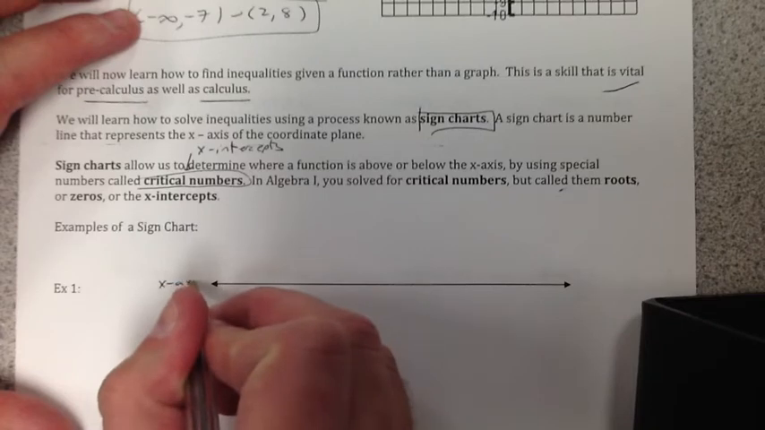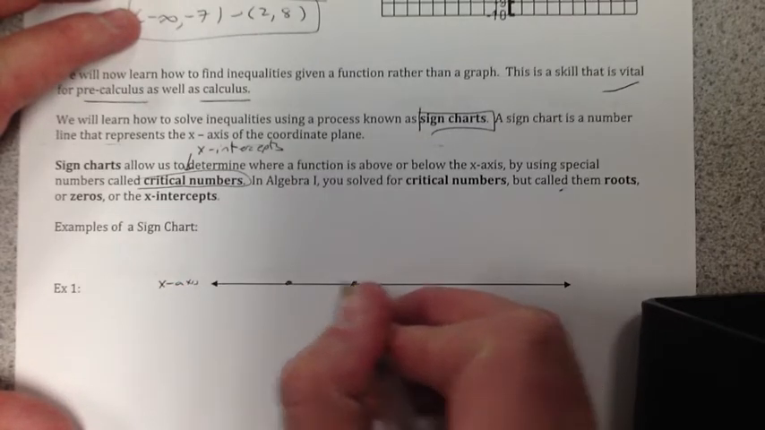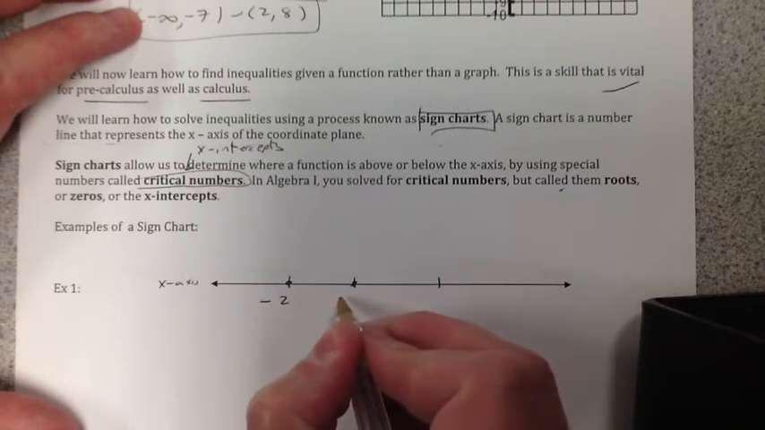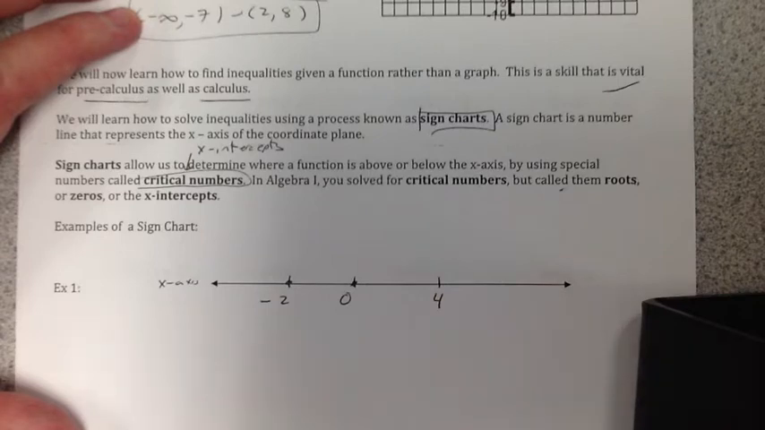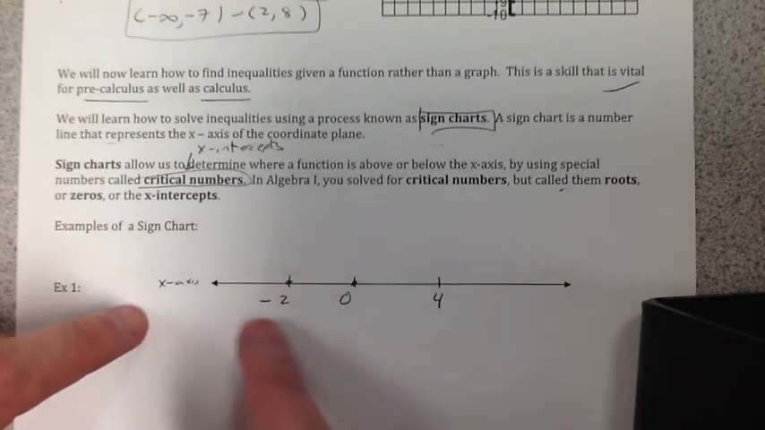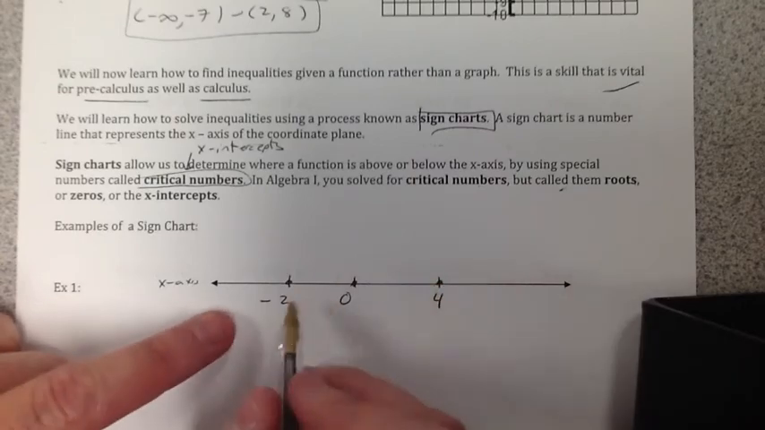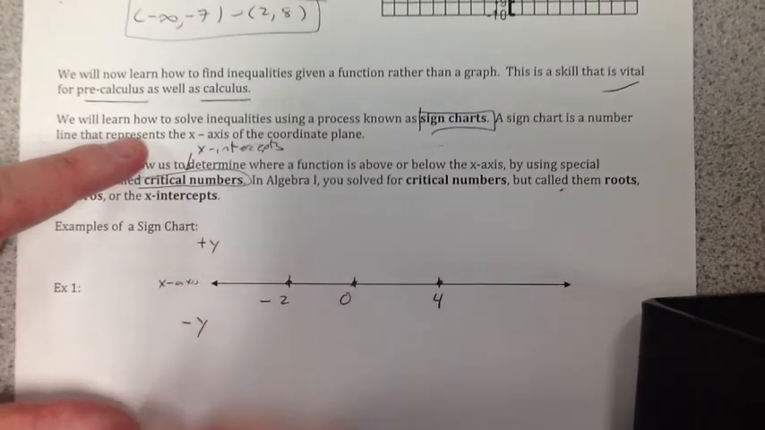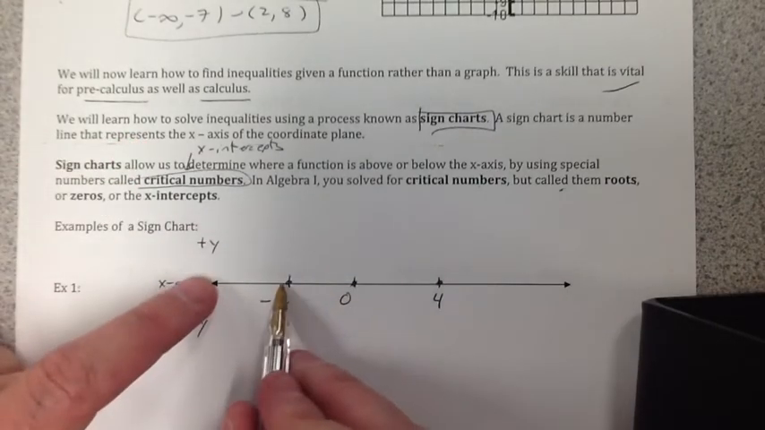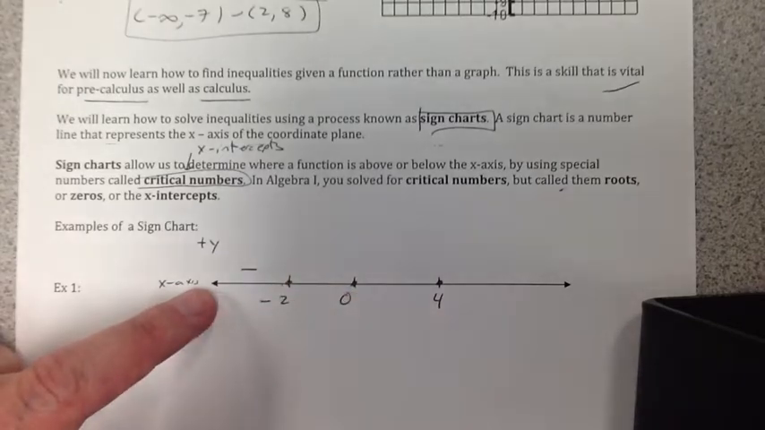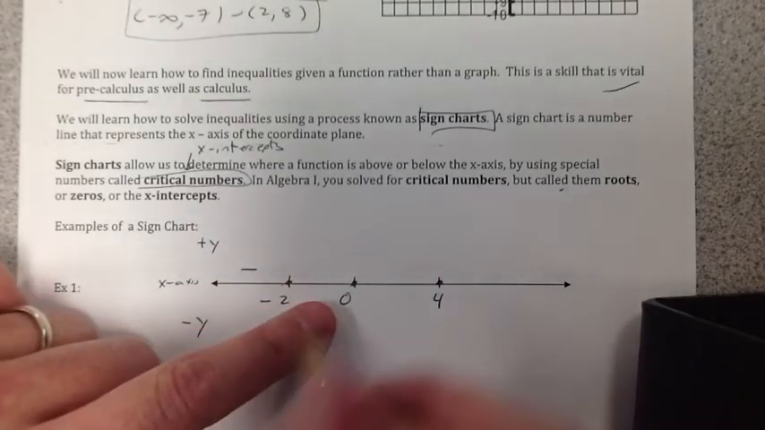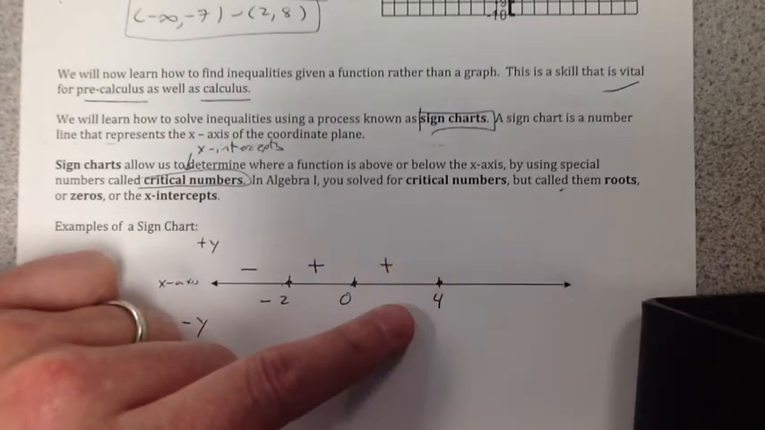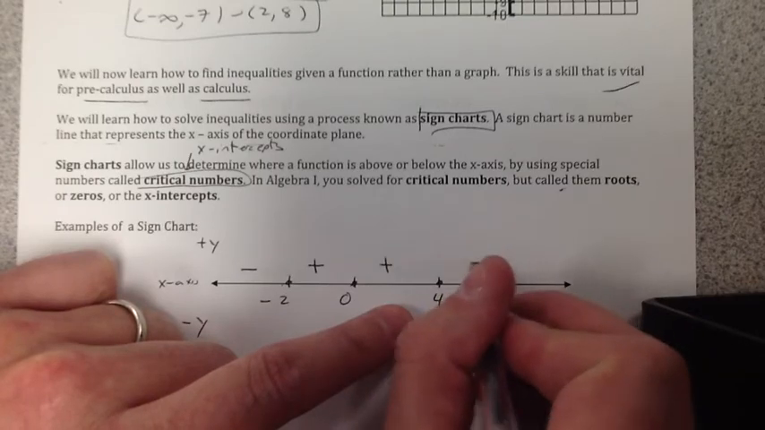If this is my x-axis, I will have certain numbers where it crosses. It may cross at -2, 0, and 4. Now, these are my critical numbers. What's happening here is something special. This is where the graph goes from positive y values to negative y values. For example, if it's before -2, y may be negative. If it's between -2 and 0, the y value may be positive. If it's between 0 and 4, the y value may be positive as well, and this last part might be negative.